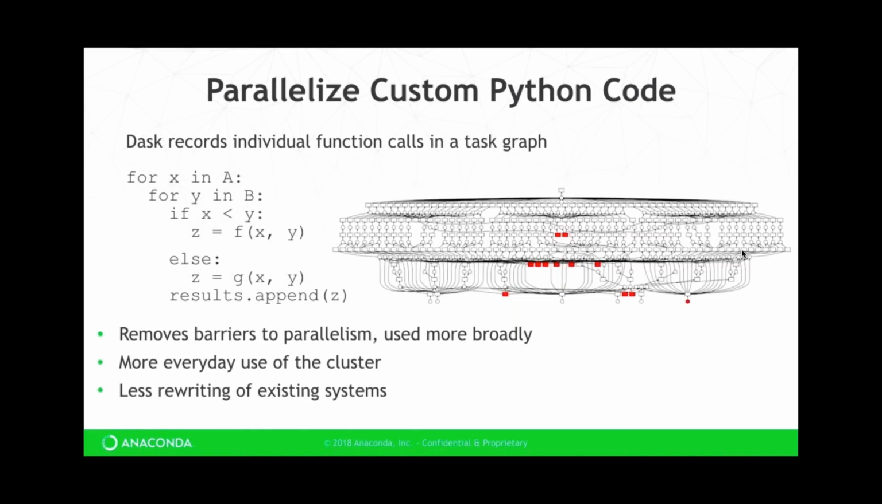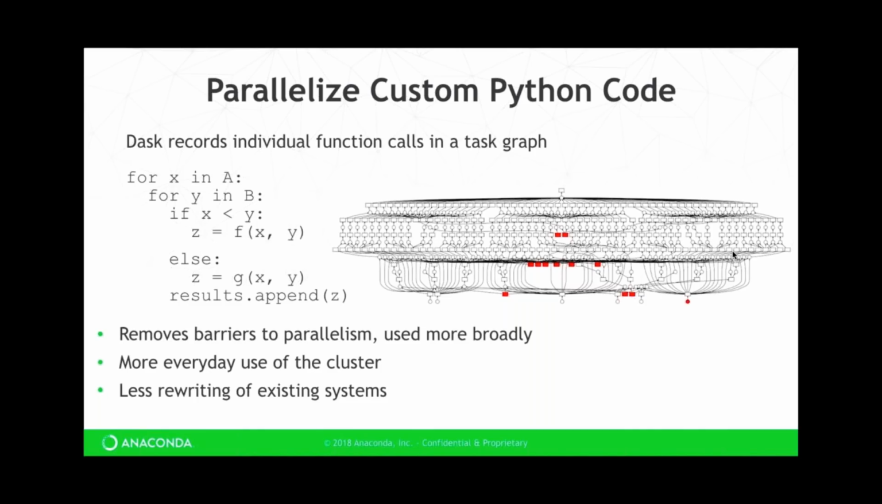So using tools like Dask delayed, you can write normal Python code and make it parallelized. Looking back at our example before with this nested for loop, you can construct task graphs similar to what's on the right out of normal looking Python code. This is really useful in a lot of situations. It really removes a lot of barriers to parallelism. It allows parallelism to be used more broadly. You don't only need to wait until you have a big data frame or a big array to go parallel. You can use parallelism everywhere throughout your code base. This allows a lot more everyday use of the cluster inside your institution. It also allows you to use parallelism without as much rewriting.